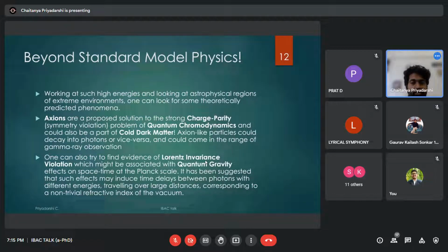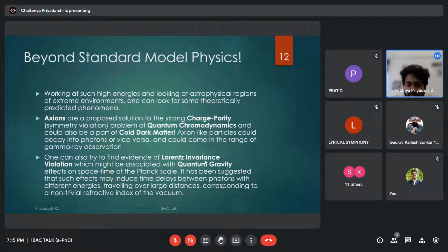So for our use case, such axion-like particles could decay into photons or vice versa, photons interact and create such axion-like particles. And that could come in the range of gamma ray observations based on the energy scale of the proposed axion-like particles. So far, we have not observed them. So, well, the search goes on.